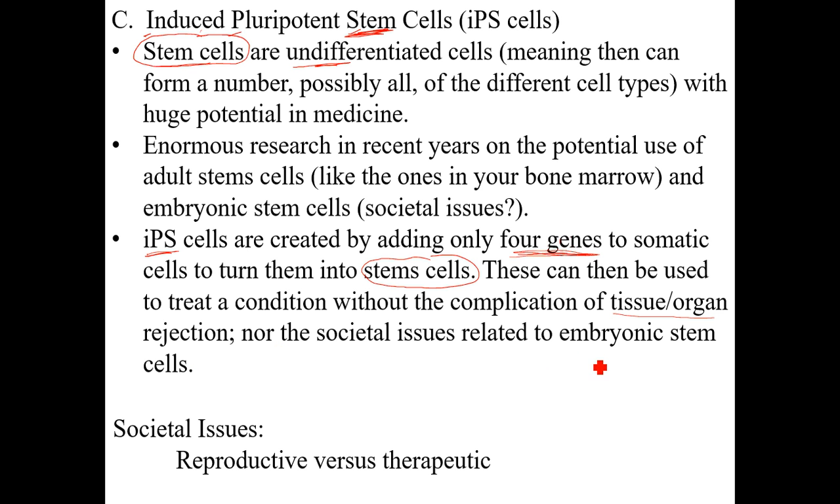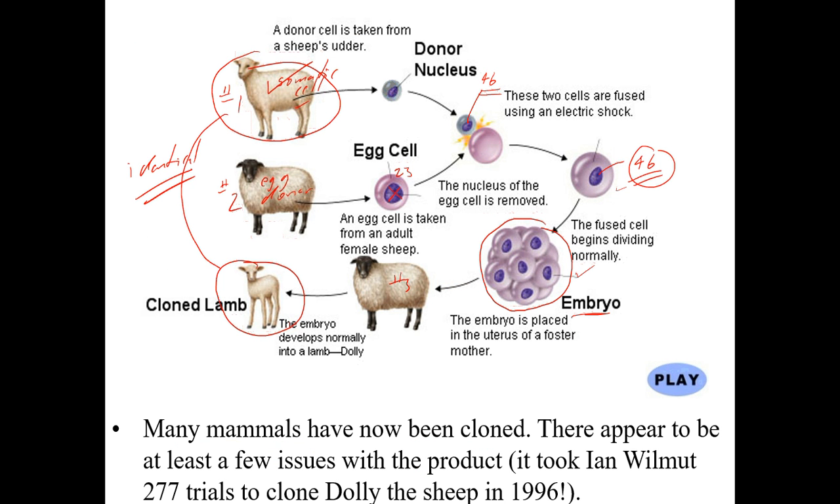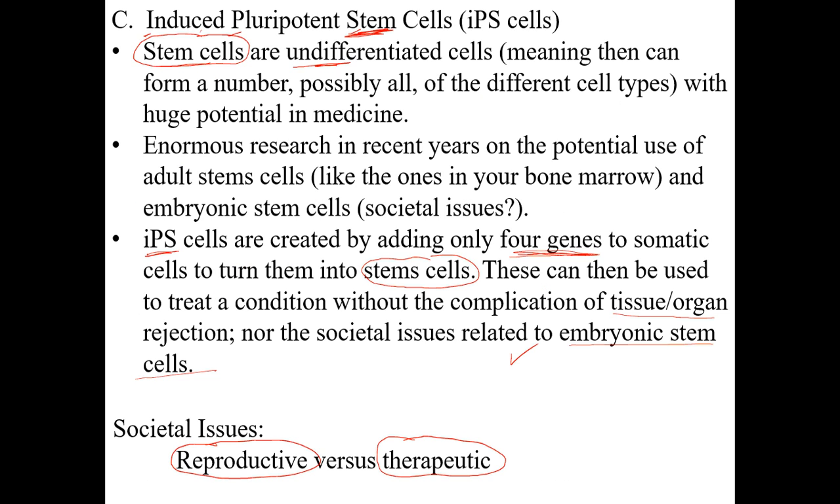So this sort of overcomes the issue of using embryonic stem cells, because if we do use embryonic stem cells, it does end up, in fact, destroying the embryo. And again, there are societal issues related to these: is it reproductive cloning that we are doing, or is it for therapeutic purposes? So this would be, of course, for therapeutic purposes, whereas something like this would be reproductive cloning, where we're actually producing another identical individual.